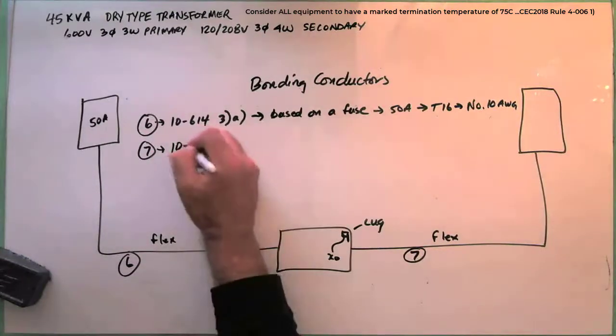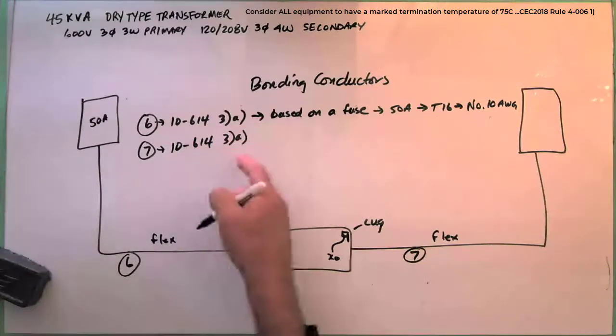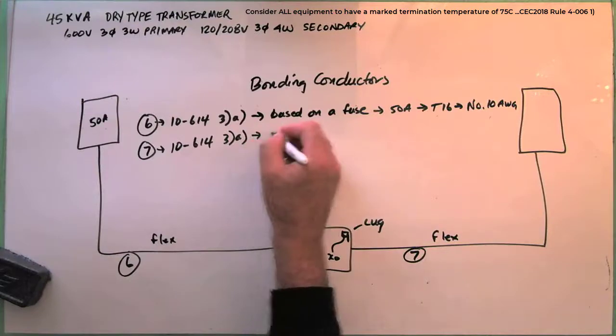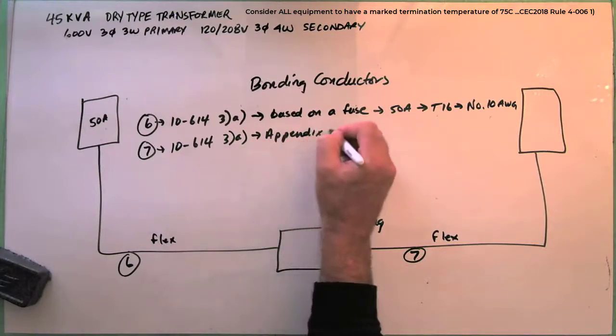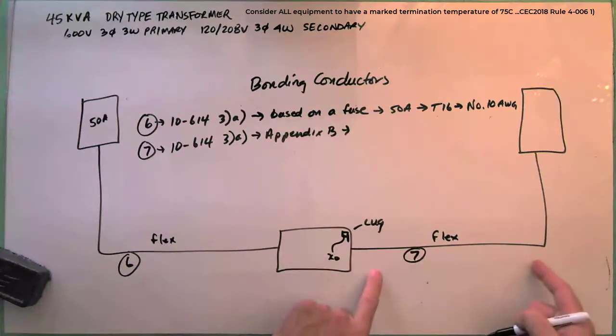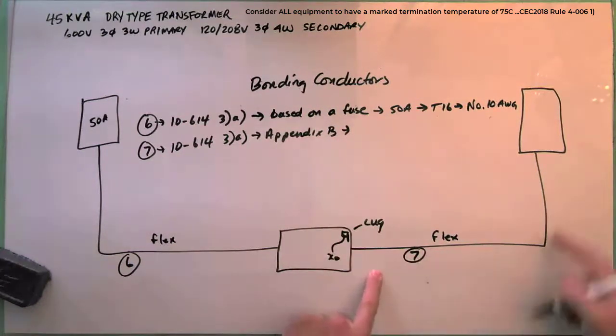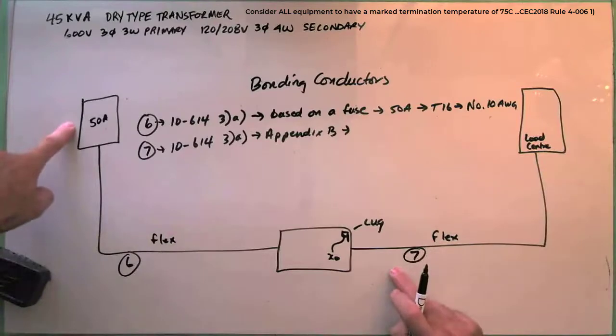So I got this rule 10-6-14, 3A. It's beautiful. You've got to read this rule here, and you also got to read Appendix B as well. Really got to read that, because you know what? Is there a fuse on this side? There's a load center, and the only fuse I have is on the primary.